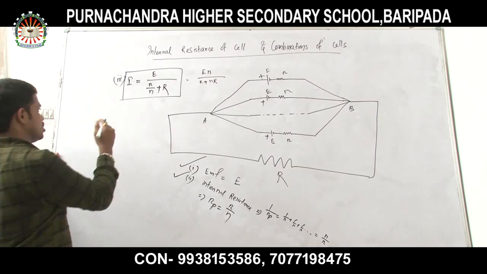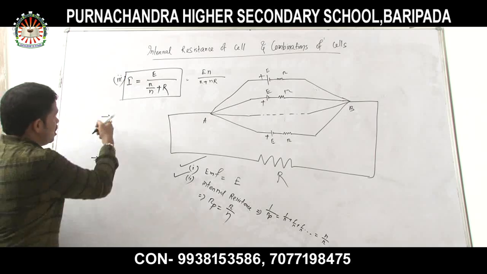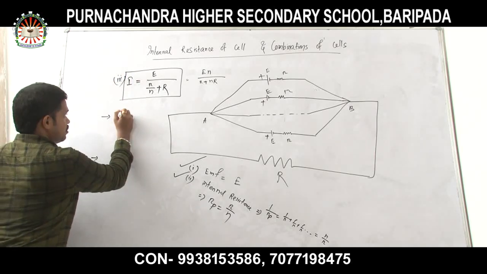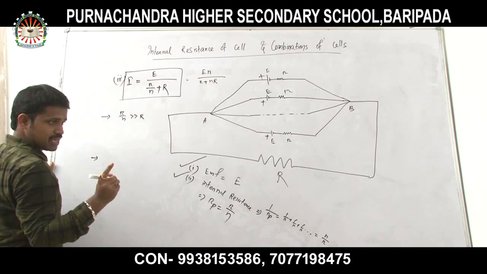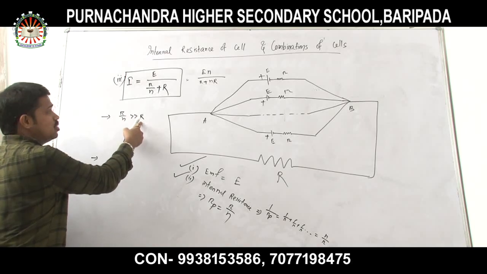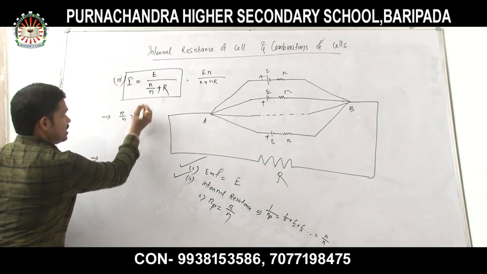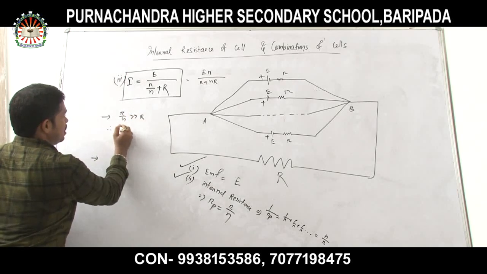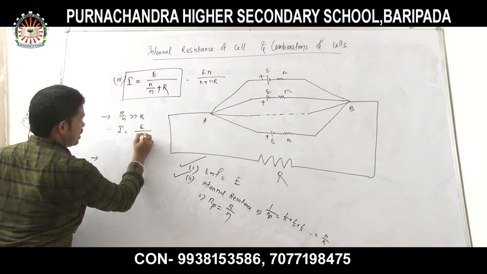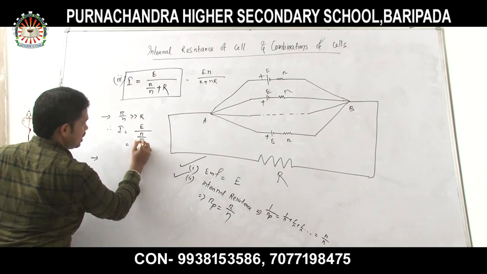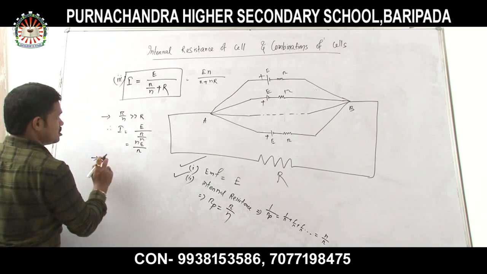Clear? Okay. Now here also two cases may arise. Case number 1, case number 2. Look at these two cases very carefully. Case number 1: when r by n is much greater than R, then which is neglected? R is very small, so we can neglect R. If you neglect R, then current I is equal to E divided by r by n, so that is nE divided by r. Clear? First case.